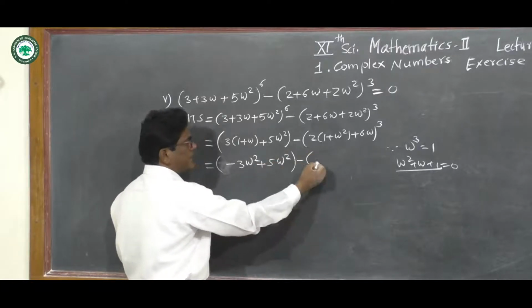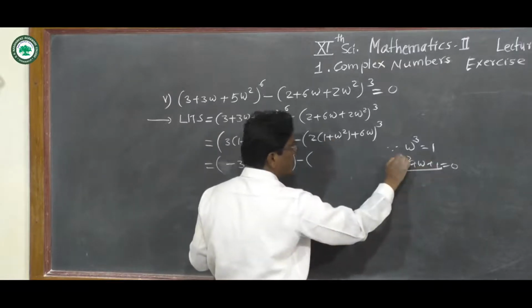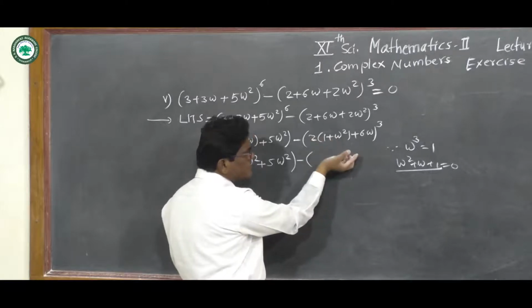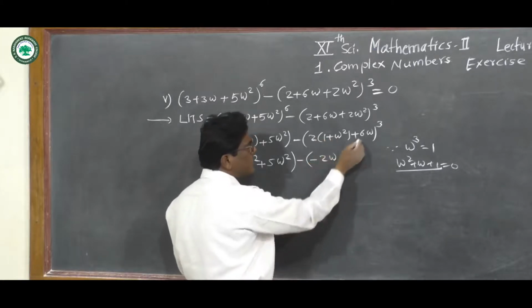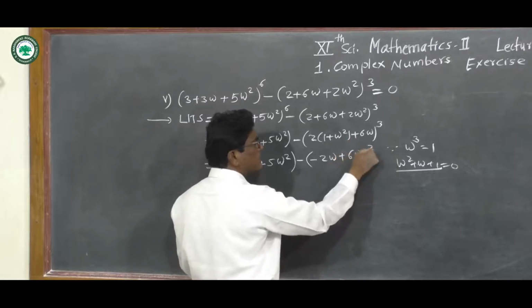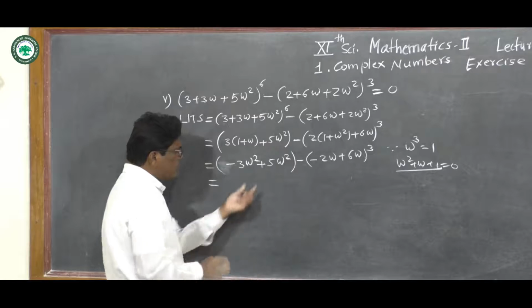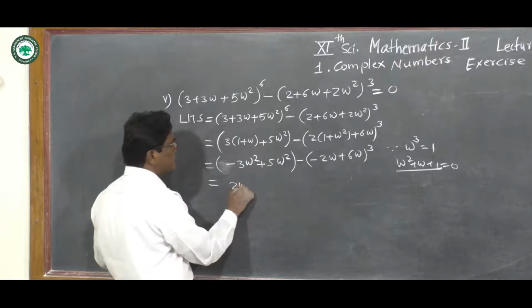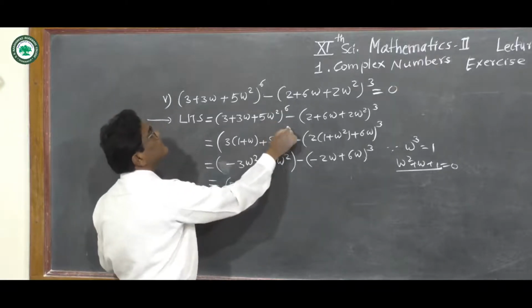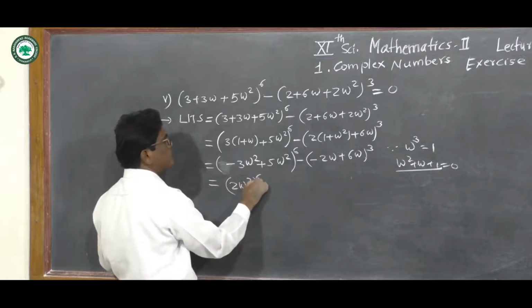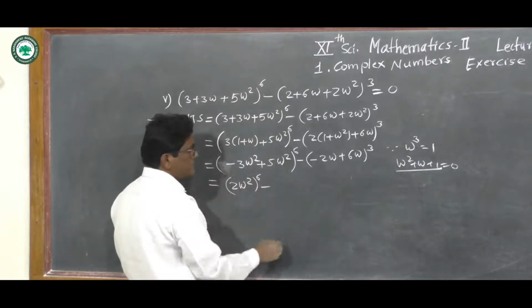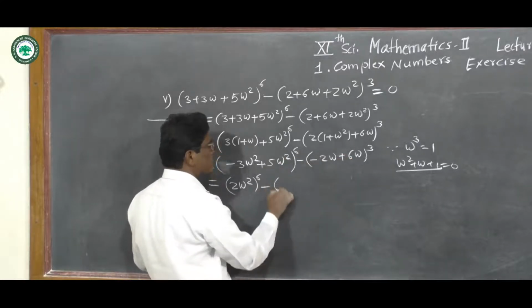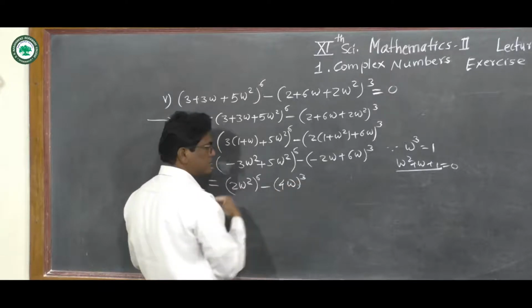Minus, in the bracket, 1 plus omega square. Carry omega to the right hand side, it becomes minus. So 1 plus omega square is minus omega, into 2, that is minus 2 omega, plus this 6 omega to the power 3. So it is equal to 5 minus 3, that is 2, so 2 omega square to the power 6, and here also power 6. Minus, 6 omega minus 2 omega, that is 4 omega. So 4 omega to the power 3.